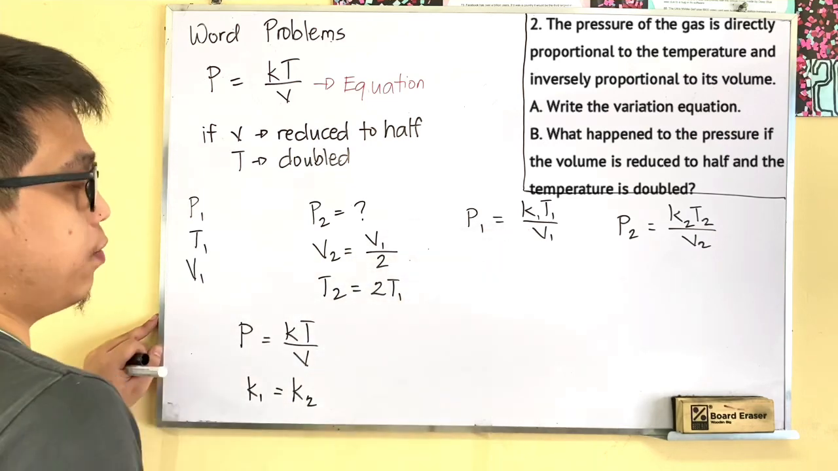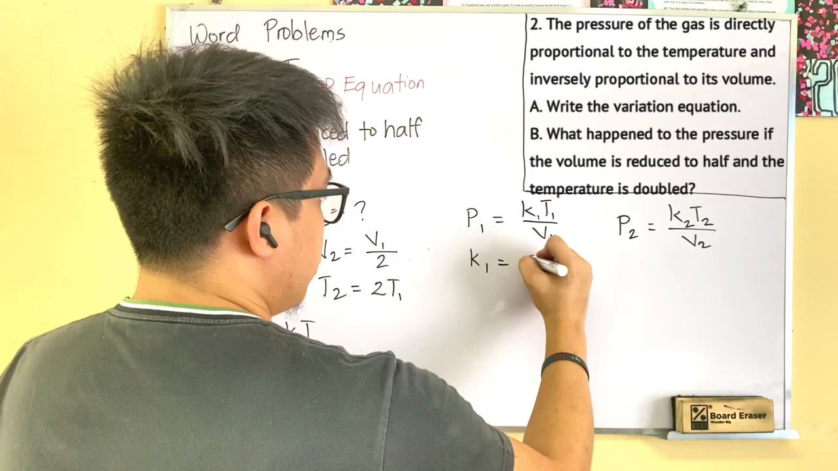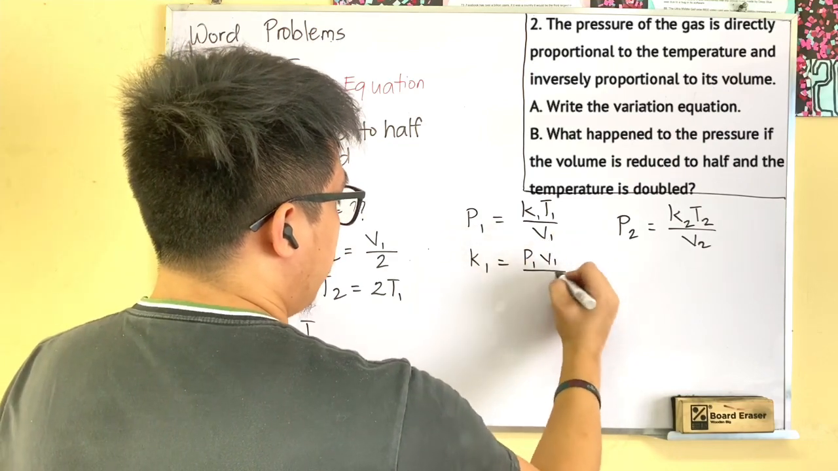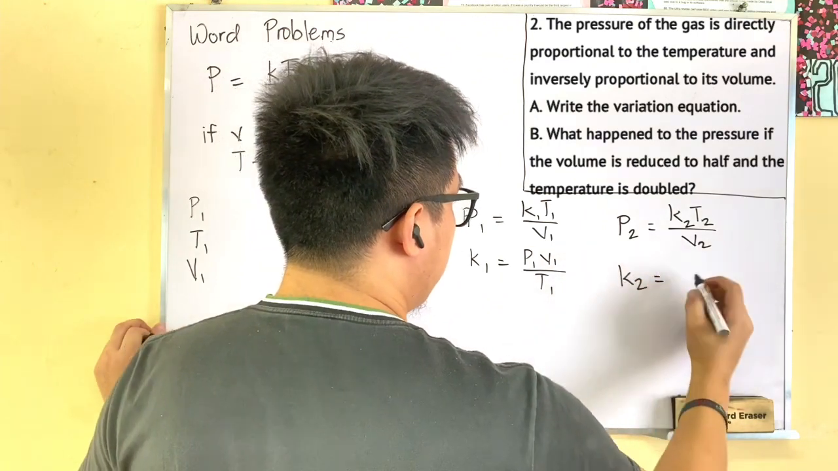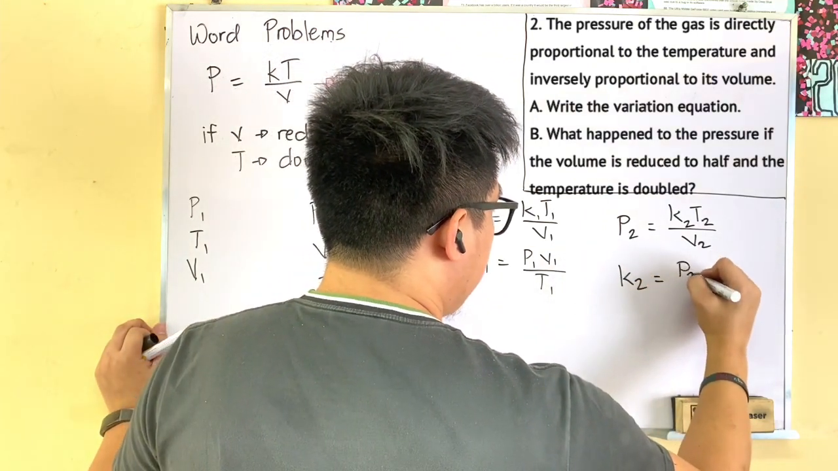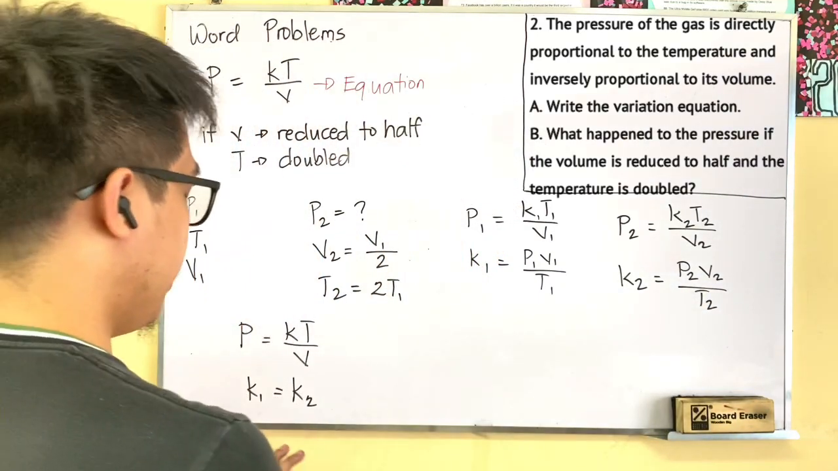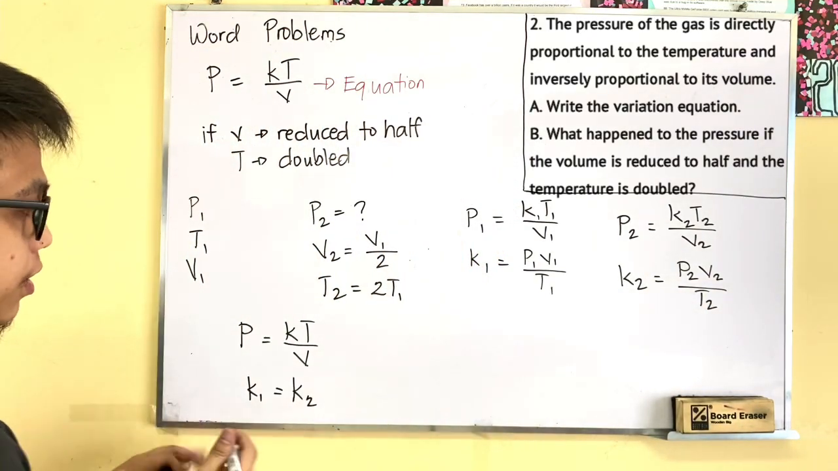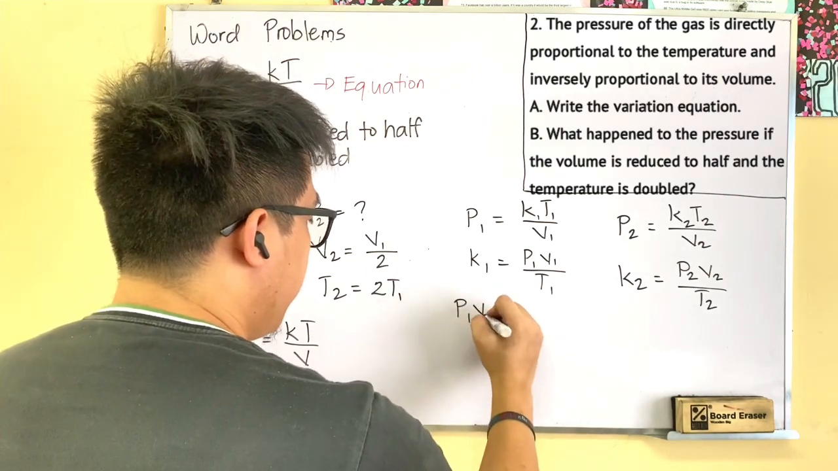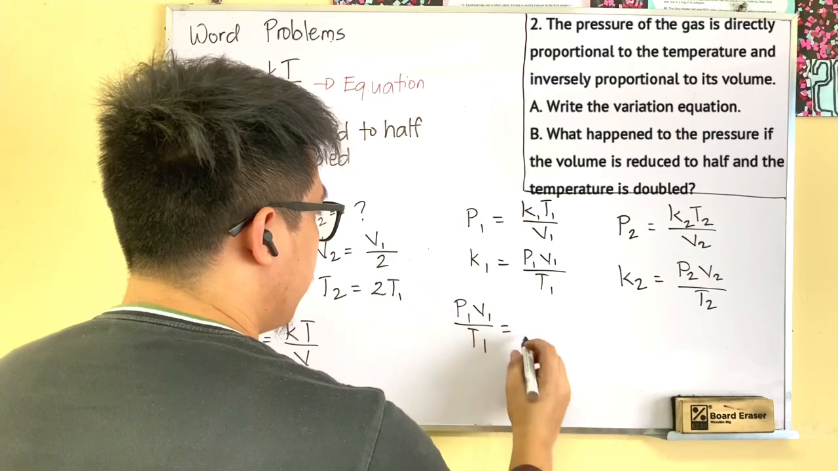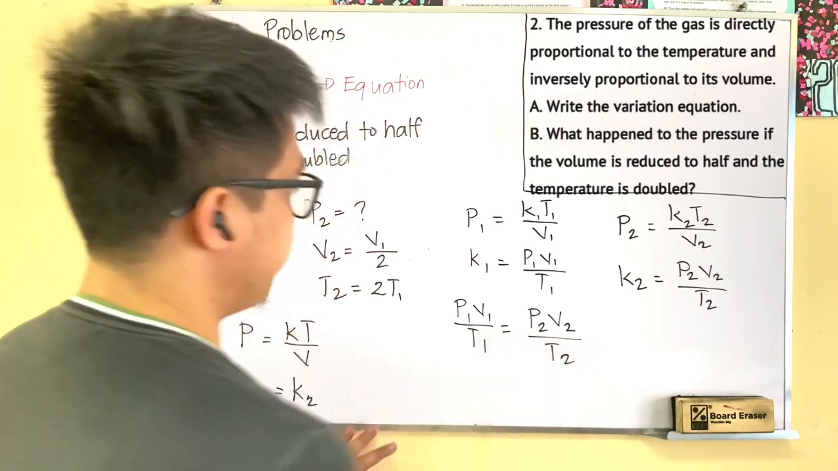First, hanapin natin ang K1. So, K1 is equal to P1 V1 all over T1. And K2 is equal to P2 V2 all over T2. If we will use this, mag-equate tayo. So, gagawin natin, ang mangyayari, P1 V1 all over T1 is equal to P2 V2 all over T2.